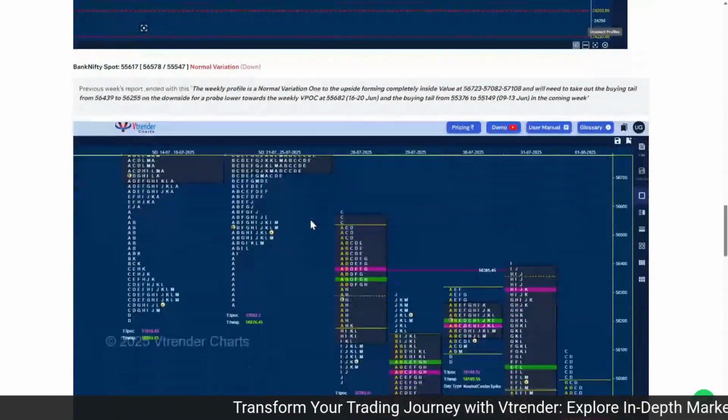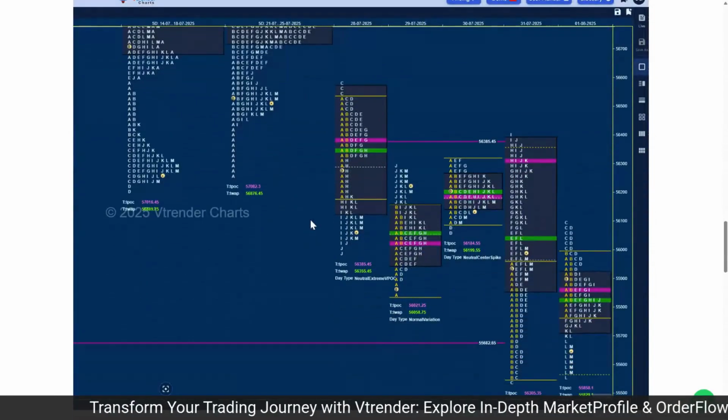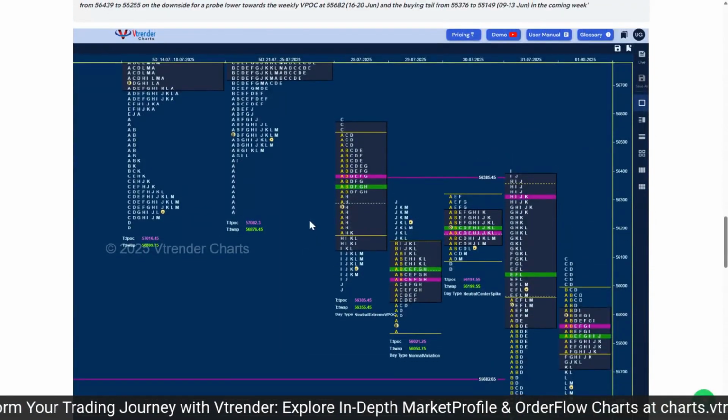And before that, we'll just wrap up with what Bank Nifty did last week. So why do we do this analysis?